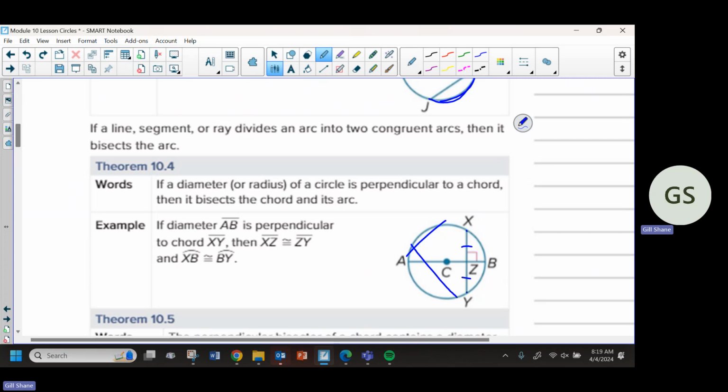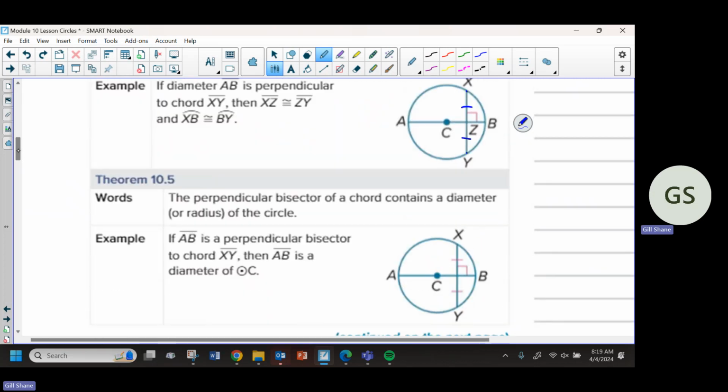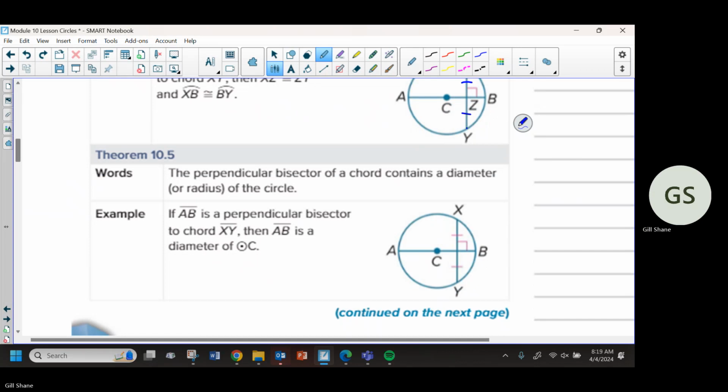It has to be the diameter that's at a 90-degree angle to the chord. Make sure you understand that. It's not just because I have a 90-degree angle. It has to be the diameter. And again, all this is in the theorem. And I'm sure the next one is just saying the opposite, probably. Yeah. If I know I have congruent segments and a diameter, then it has to be 90 degrees. So again, it goes both ways. If it's 90 degrees, then they have to be congruent. If I know they're congruent, then it has to be 90 degrees.